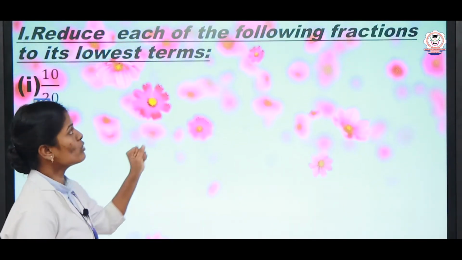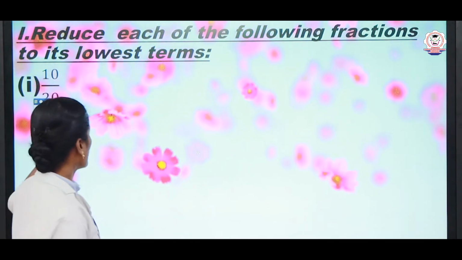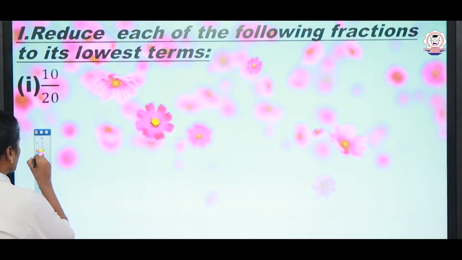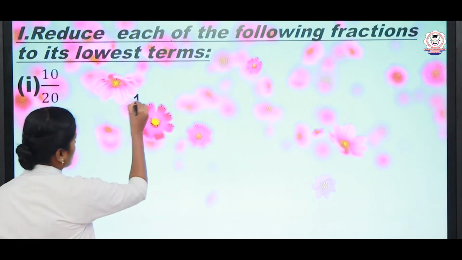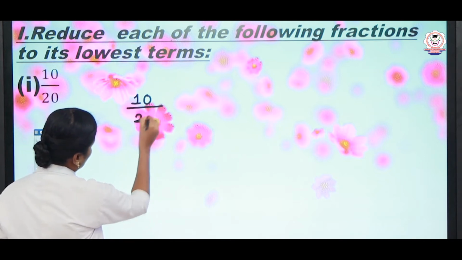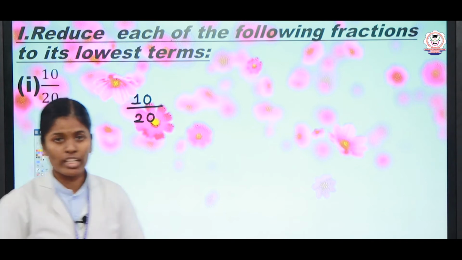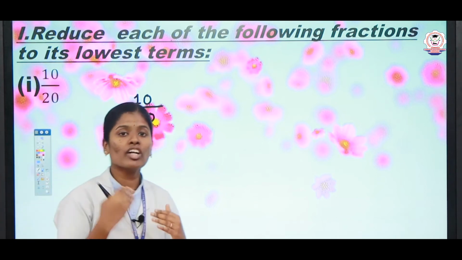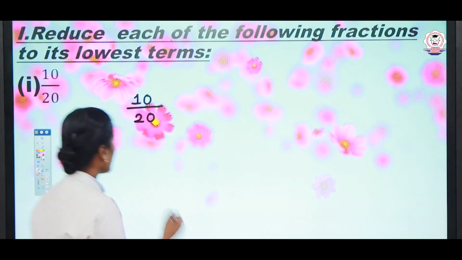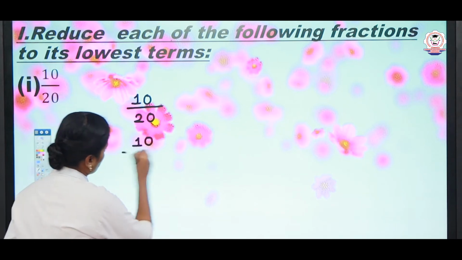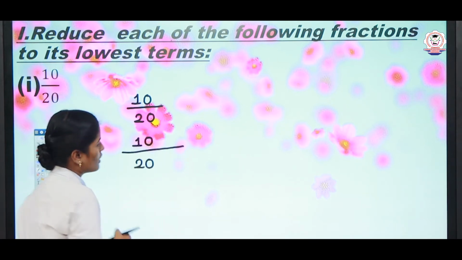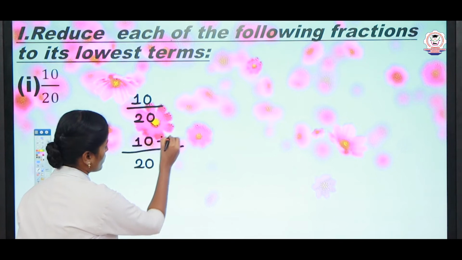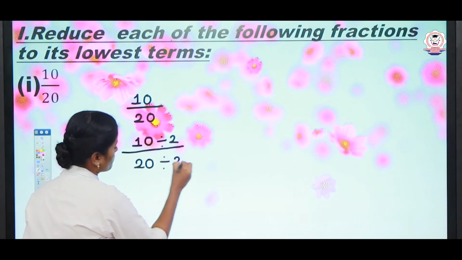Our first topic: reduce each of the following fractions to its lowest term. The question is 10 divided by 20. We have the fraction 10 by 20. Now we are going to divide both the numerator and denominator step by step by their common factors. First, take 10 by 20. Then you are going to divide by the same number. Take the 2 table, divided by 2, and then divided by 2.